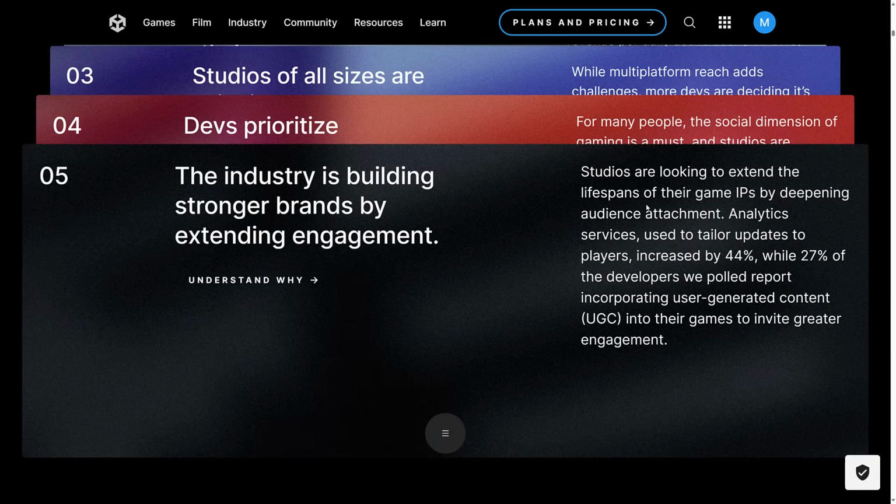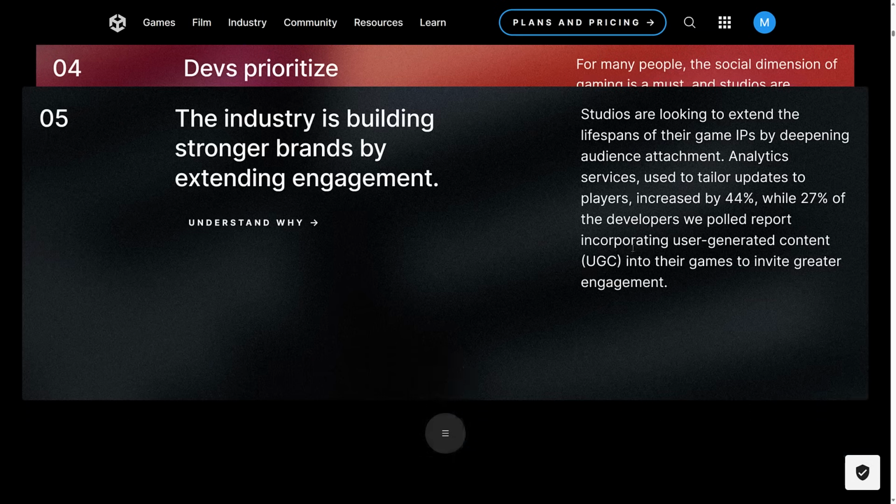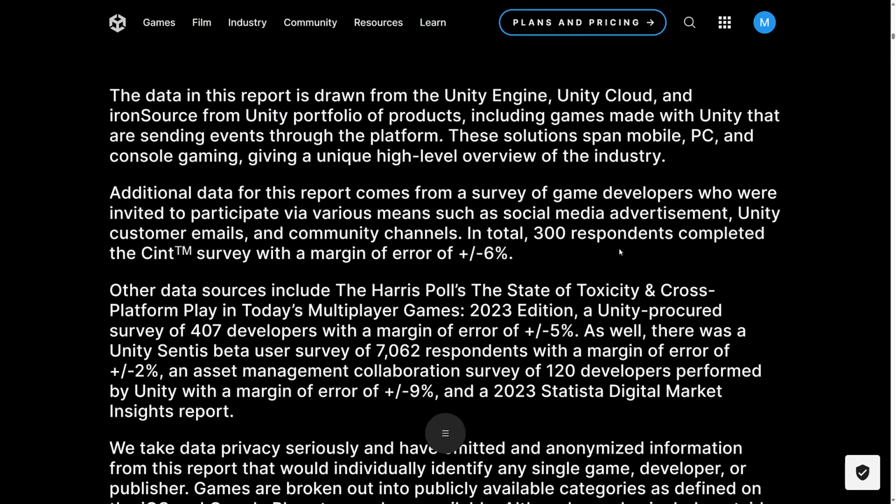And then this one is blah, blah, blah, blah, blah. Lifespan of their game IP by deepening audience attachment. This is basically a sales pitch to buy live ops services. So this is probably the most important part.